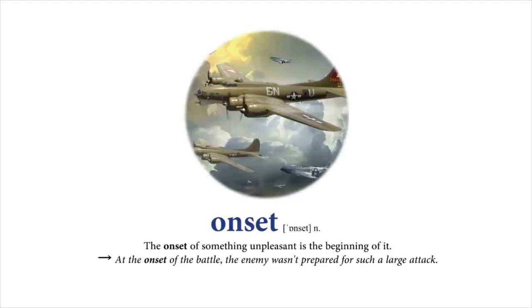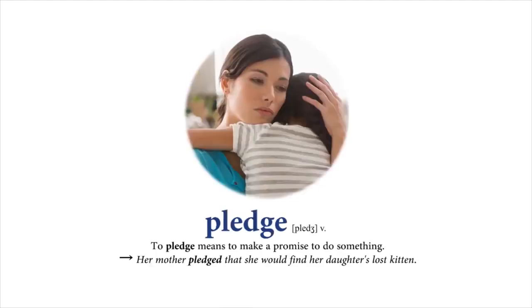Onset. The onset of something unpleasant is the beginning of it. At the onset of the battle, the enemy wasn't prepared for such a large attack. Pledge. To pledge means to make a promise to do something. Her mother pledged that she would find her daughter's lost kitten.